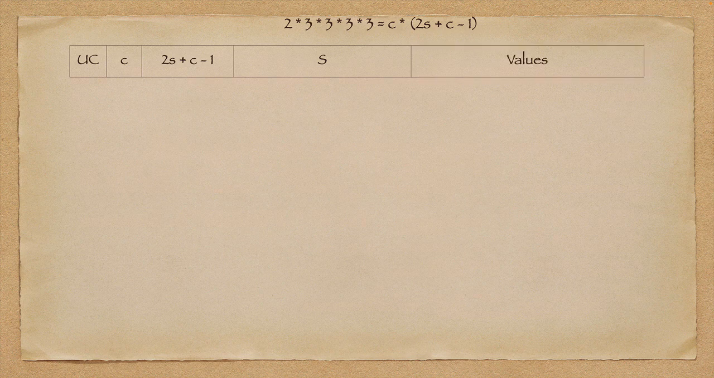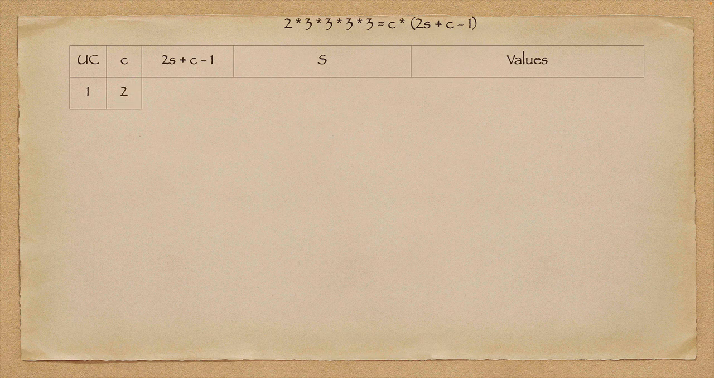So let's take the case of 81 because we know the answer here, and let's see how we could have arrived at the answer. So we have the use case, we have the value of C, 2S plus C minus 1. What is the value of S depending on that? And what are the values of the numbers? These are the things I'm interested in.